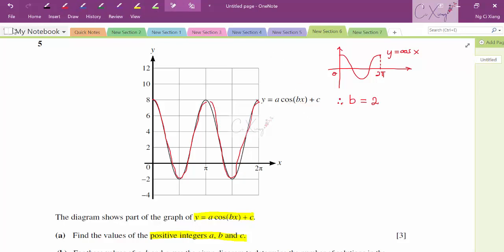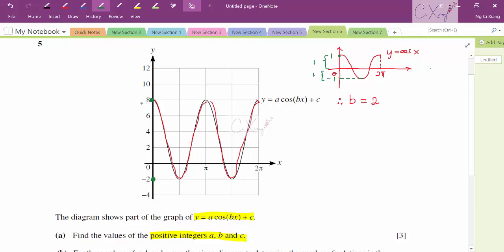Now for the next value. The maximum value for the original cos x is 1, and the minimum value for the original cos x is -1. So you can see that the distance from the center line, which is y equals 0, is 1 unit above and 1 unit below for the original cos x. If you look at our diagram, the maximum point is 8, and the minimum value is -2.